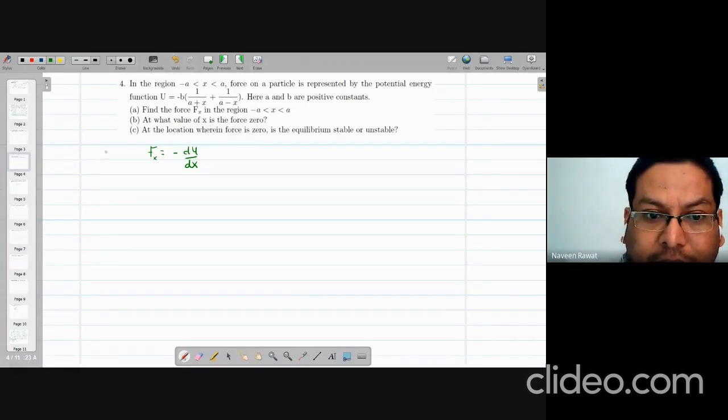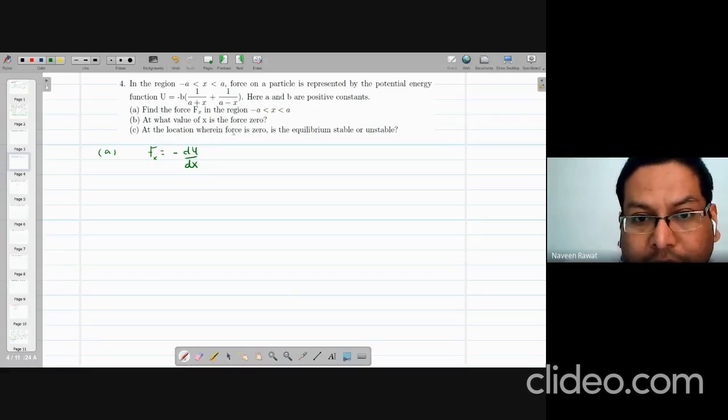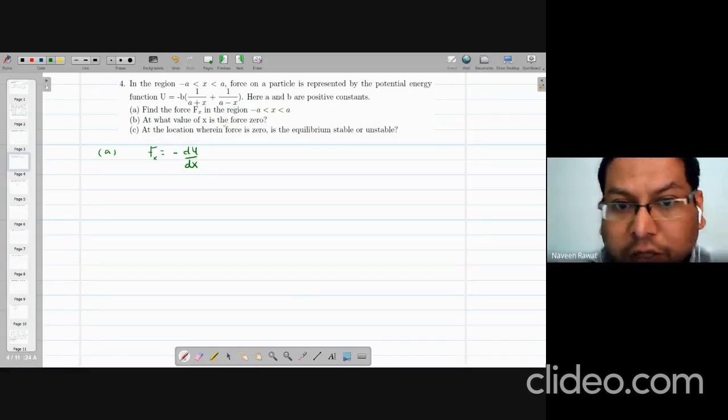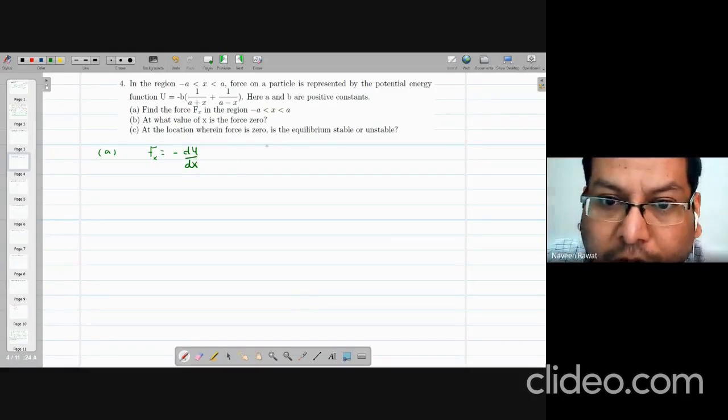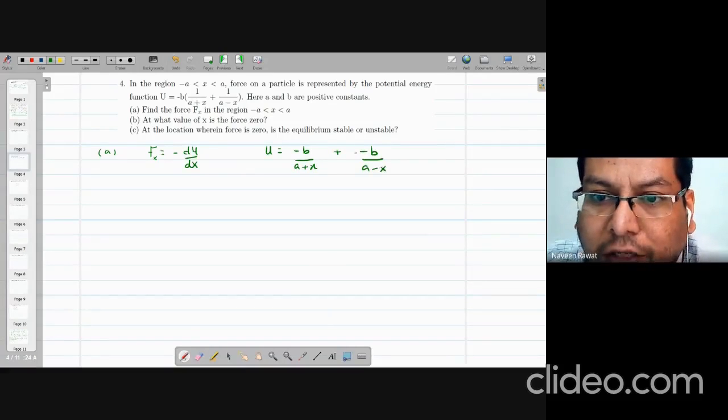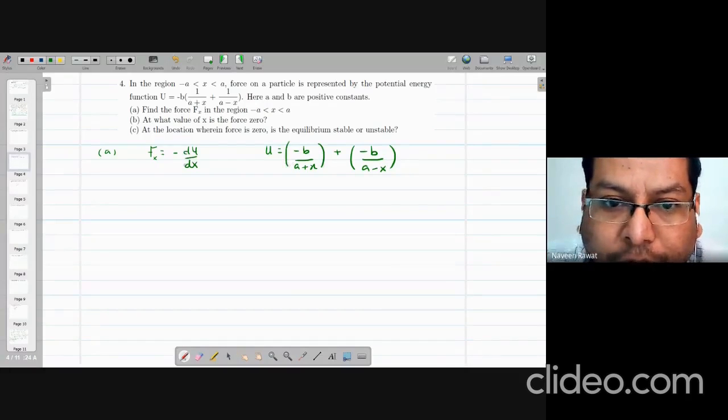In the third part, you have to show whether the condition where force is 0 is stable or unstable. So let's try to attempt this problem. Again, U is given as minus b by a plus x, and we have another term, which is minus b by a minus x. Those are the two terms, I'm writing them separately, and you have to take the derivative of this, which will give you the force.